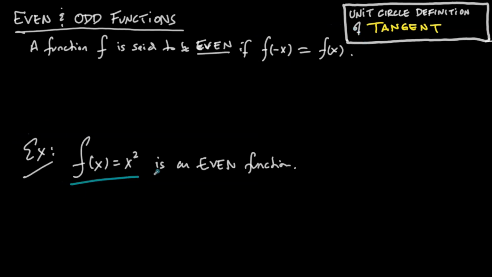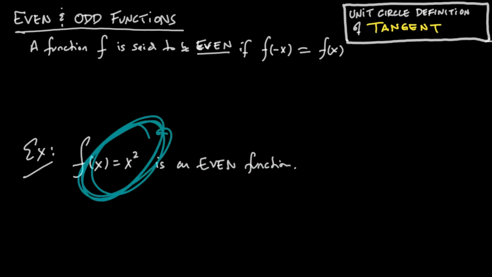Quick example, f of x equals x squared is an even function. The squaring function is an even function because if I square, say, 6 and I square negative 6, of course I get the same thing, I get 36. If I square minus 9, I get the same thing as if I had squared 9, I get 81.